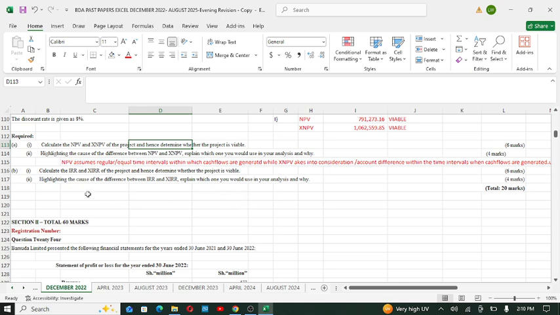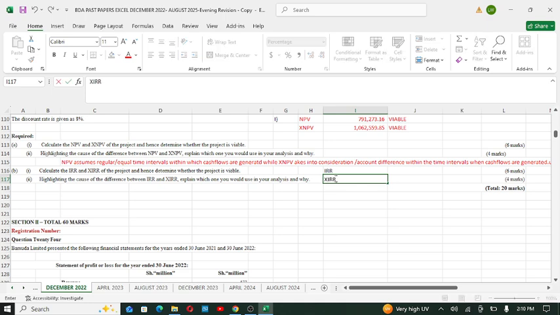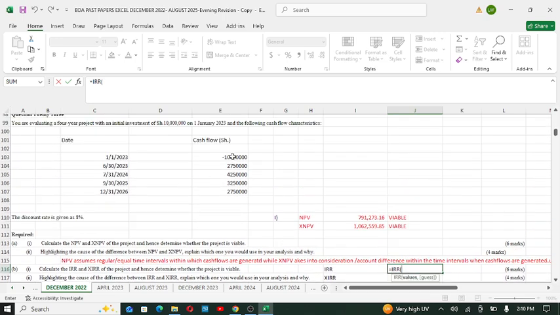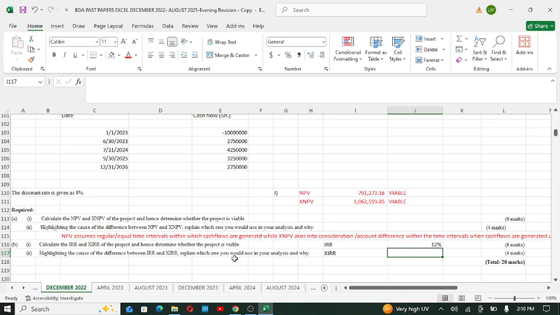Let's look at part B of the question. Calculate the IRR and the XIRR. So we need to calculate the IRR, and we also need to calculate the XIRR. For IRR, just type the function IRR, click to activate. For values, highlight all these values, then click enter. So it's 12%. It's viable because it's a positive figure.